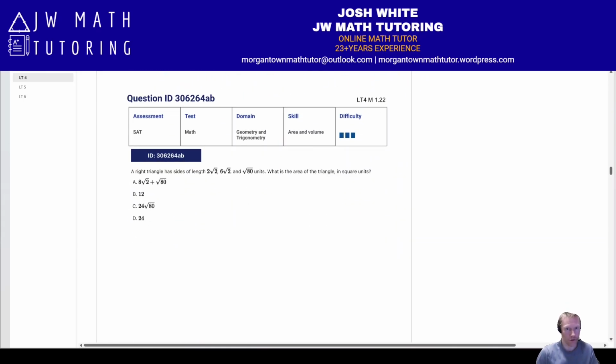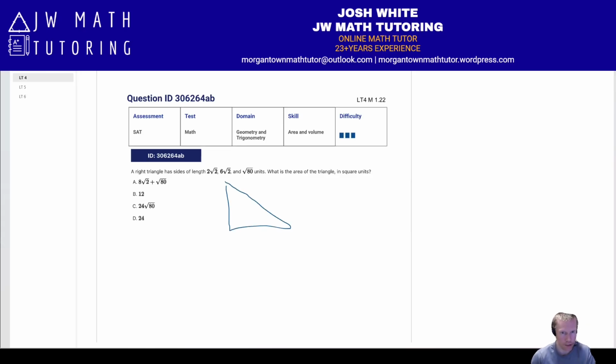Next up, we have a triangle. And they tell us the side lengths and they want to know the area of this triangle. Notice it's a right triangle. So of course, with a right triangle, we can just use 1/2 base times height, since there are two legs that are perpendicular. And here you just have to know which two are the legs and which is the hypotenuse.